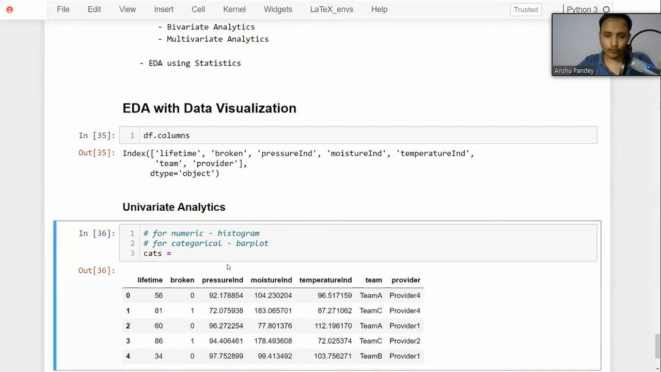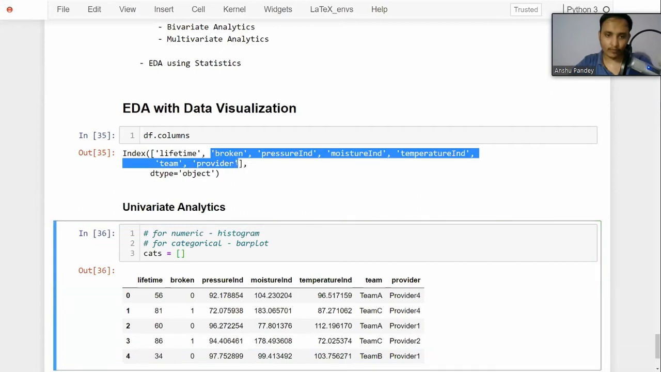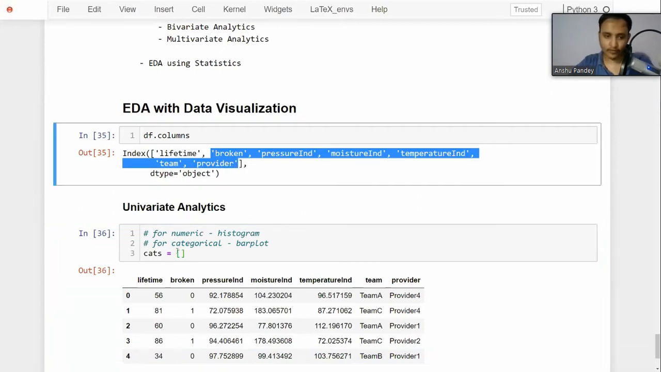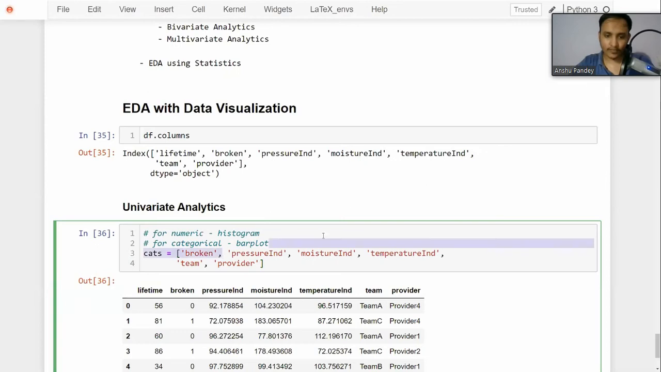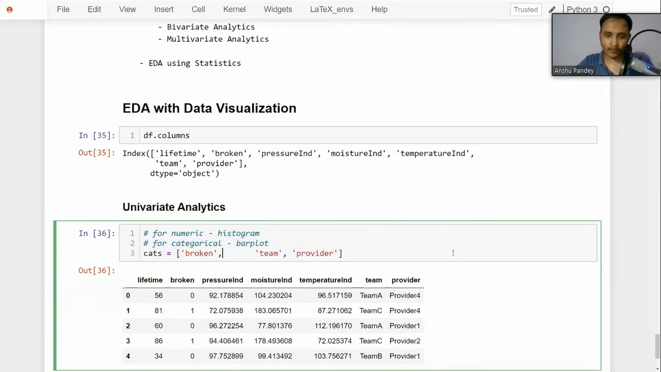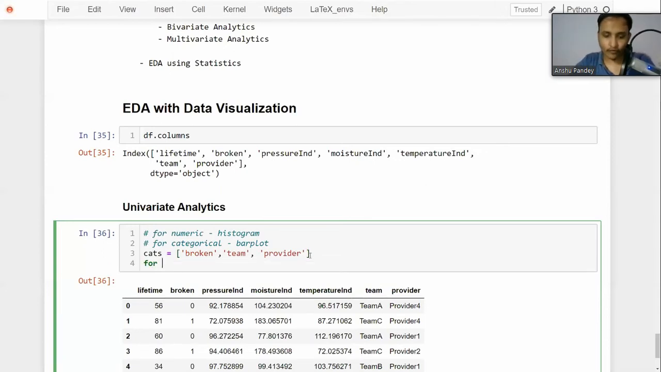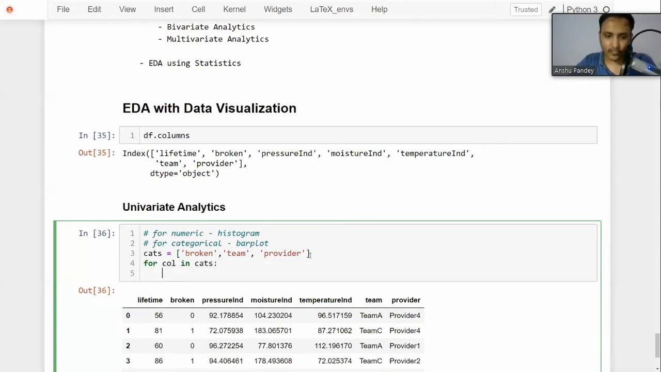So yeah, coming back here. First, let's do the analysis of categorical attributes, which, as we know, are broken, team, and provider. The rest, like pressure and temperature, are more numeric attributes. So we can simply say that for each column in cats, we can do plt.figure with figsize equal to, let's say, 8 by 4.